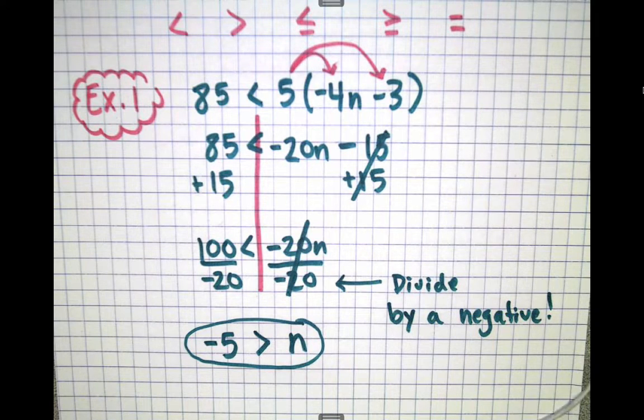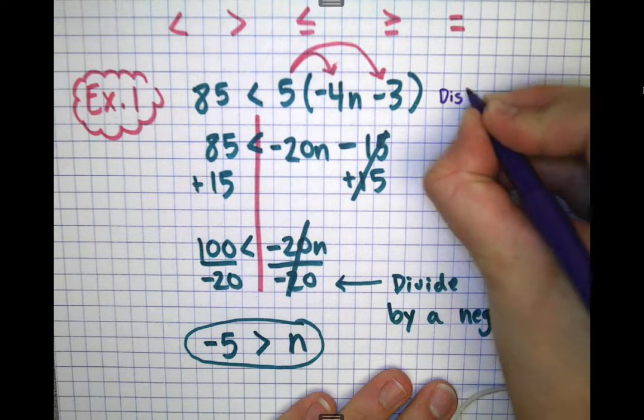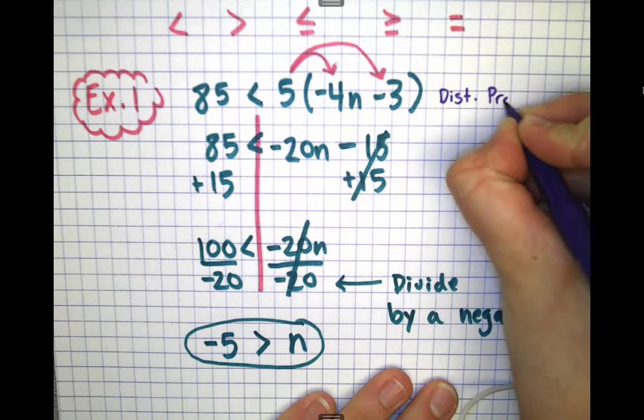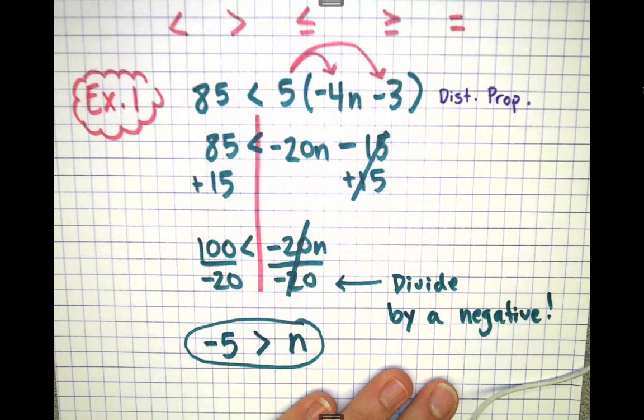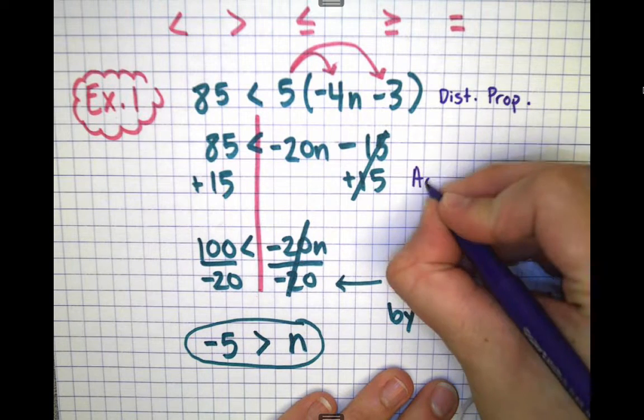Now, if this is on a test, you might be thinking, okay, what can I do to get my level 4? What are some things I could do? Well, you definitely could go back through and label your steps. Like the first step was distributive property. So I'm going to write distributive property, kind of shortcut it. The second step we added to both sides, so we'd call that the addition property.